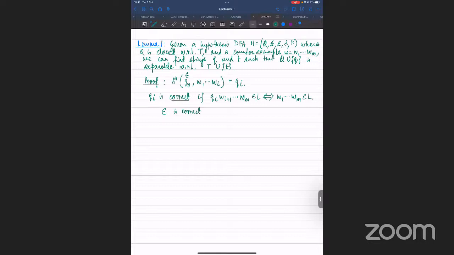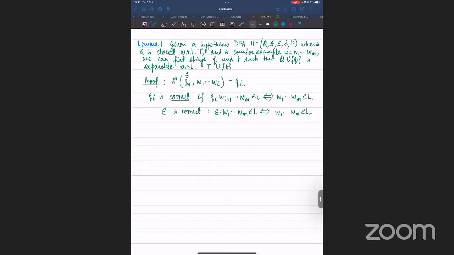Initial state epsilon is correct because epsilon dot w1 to wm is the same as w1 to wm, right? When I say qi, it's like a concatenation. Epsilon dot w1 to wm belongs to L if and only if w1 to wm belongs to L. So your initial state, epsilon, is correct.